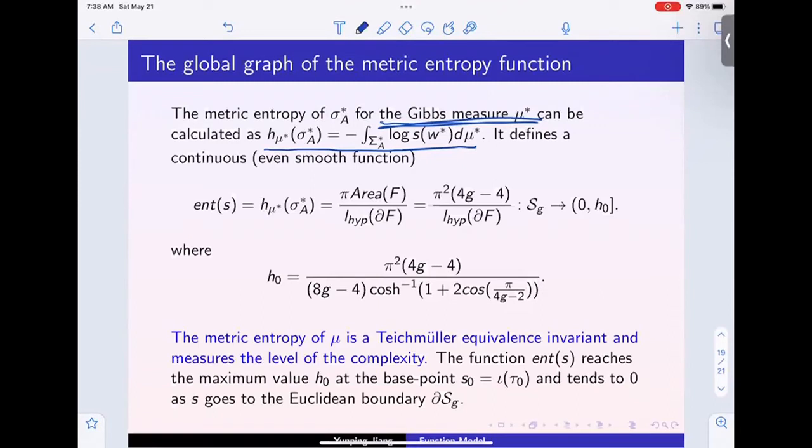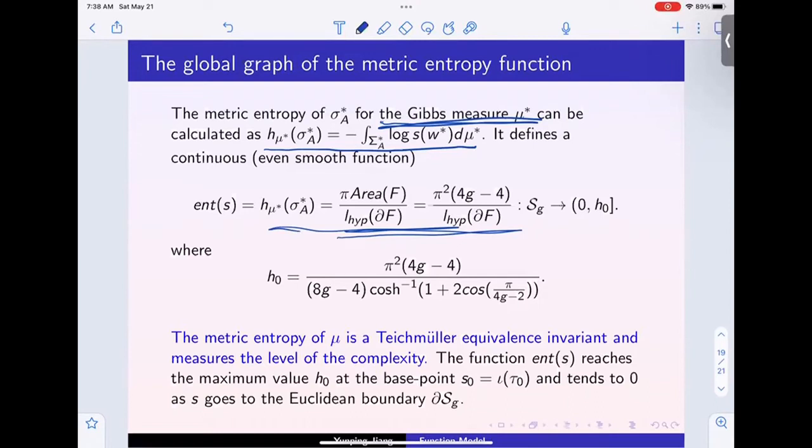You can really calculate this metric entropy. It uses the paper I talked about, Adler and Flatto's paper. Other people have also recently calculated this. So you can see this metric entropy is a really well-defined function on this function space S_G.